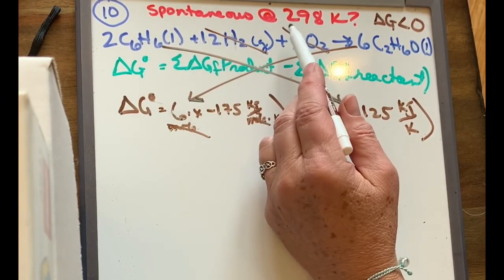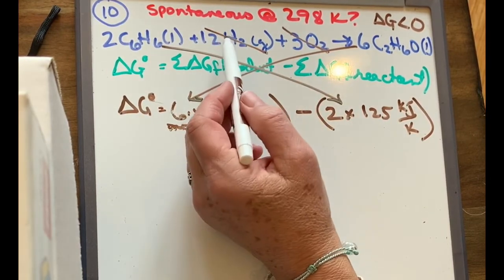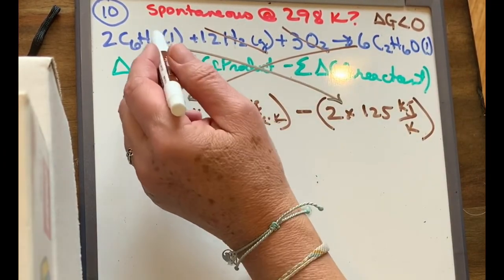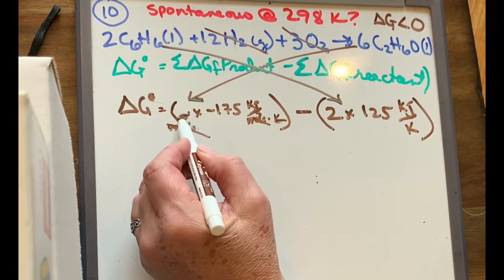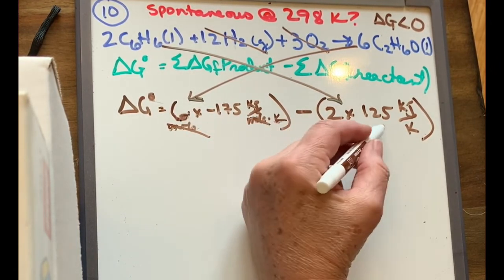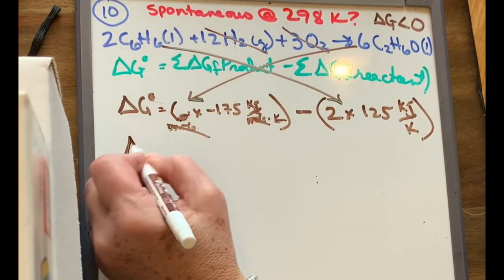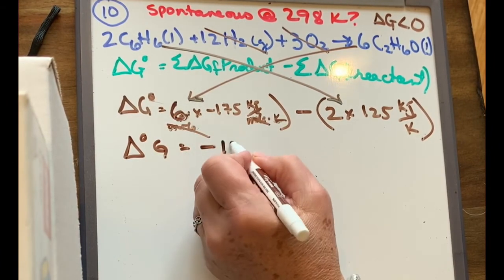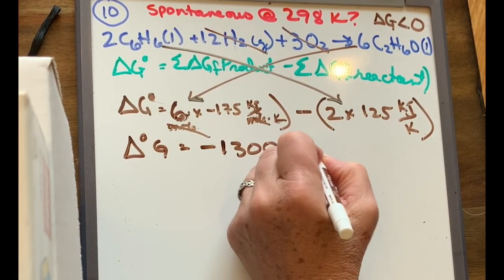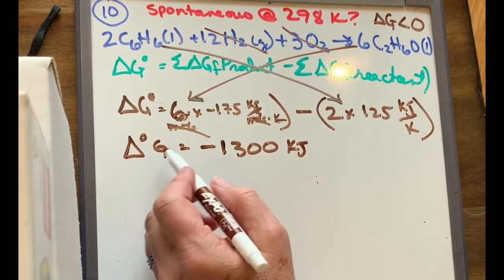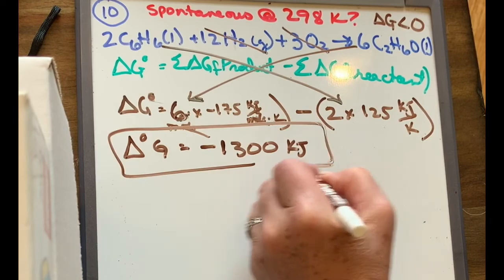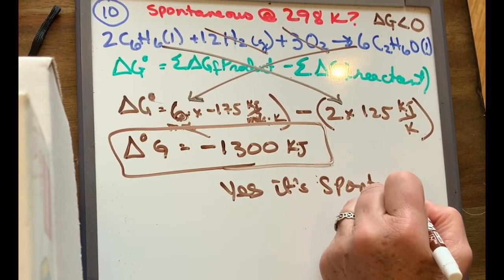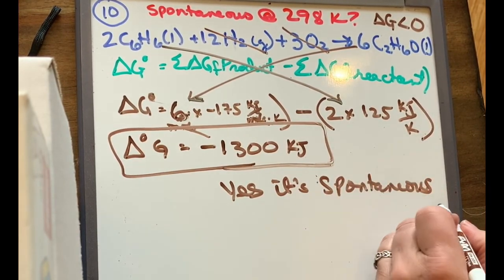Since our H2 and O2 were already formed, there's no energy to count for those, so we got rid of them, and our products go in front, and we subtract the reactants. So we have 6 times negative 175 minus 2 times 125. Our delta G will equal minus 1300 kilojoules. And because delta G is a minus, the answer is yes, it's spontaneous. And that's all we needed to know.